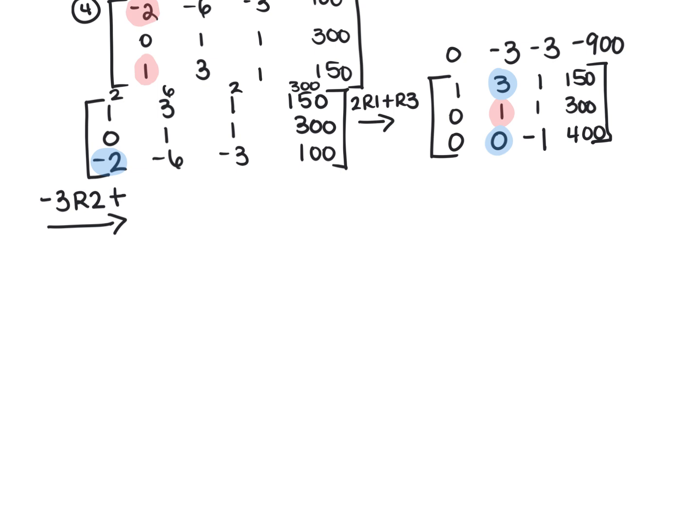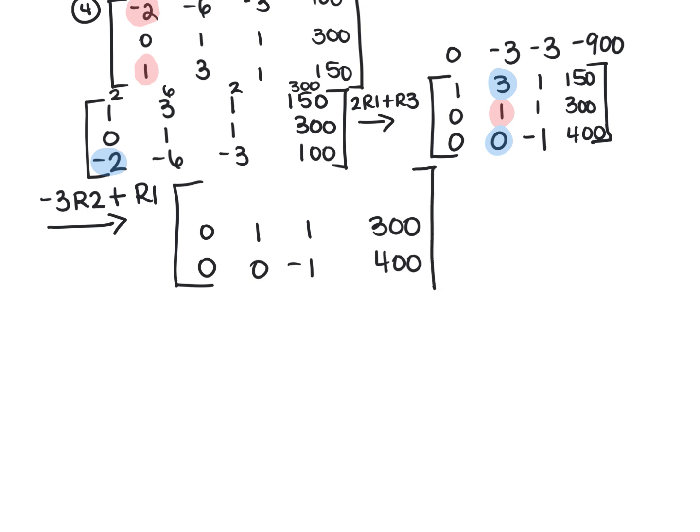So now we're going to add that to row 1. So that means only row 1 is changing. So I can recopy the bottom 2 because those are not going to change. So they stay just like they are. And now I take the numbers above that matrix and add it to the first row. So 0 plus 1 is 1. -3 plus 3 is 0. I have -3 plus 1 is -2. And I have -900 plus 150 is going to give me -750.